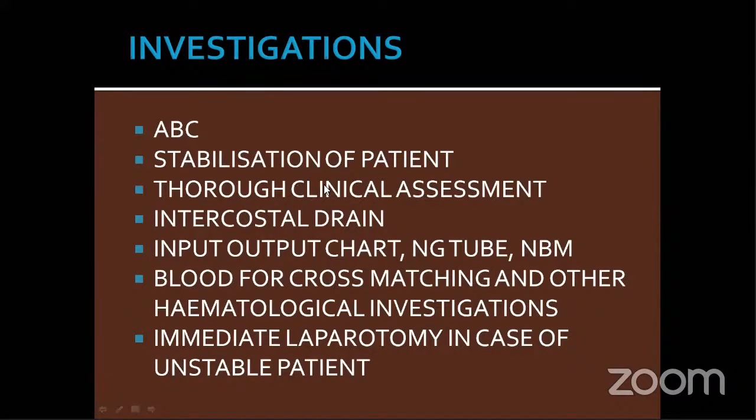You have to hemodynamically stabilize the patient, send blood for grouping and typing, and a thorough clinical assessment has to be done. And if necessary, if you suspect any pleural injury, any collection in the pleural cavity, don't hesitate to put an intercostal drain, and then strict input-output chart, nasogastric tube, because there will be gastric dilatation in these cases. And in order to decompress the proximal bowel, you have to insert the NG tube and keep the patient nil by mouth. Okay, and blood for cross-matching has to be sent, and all other relevant hematological investigations, everything should be kept ready.